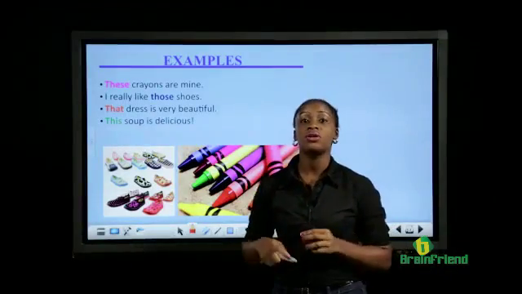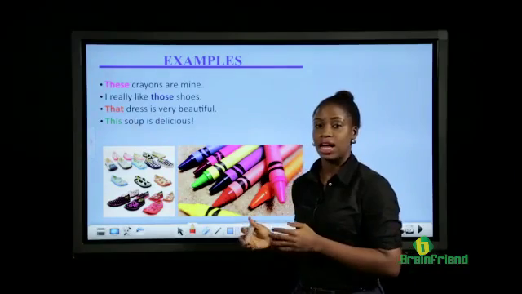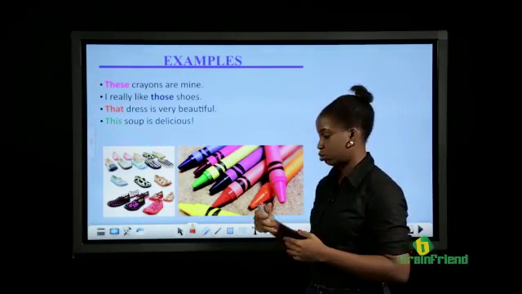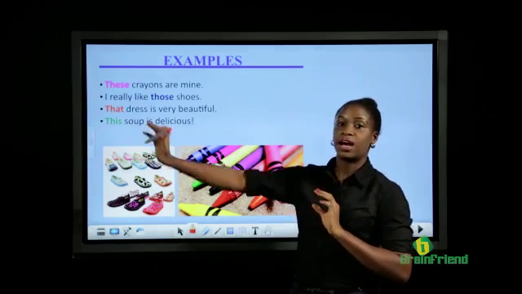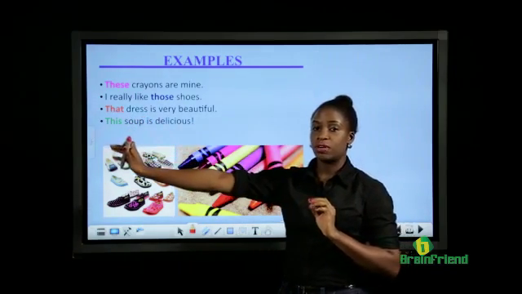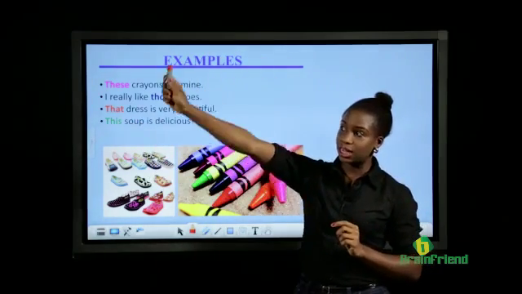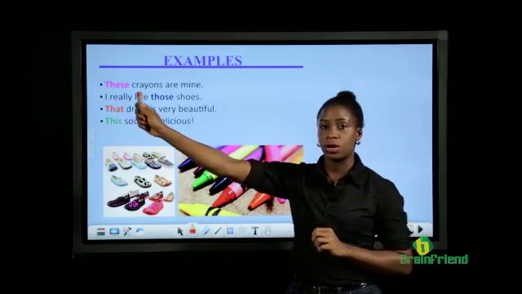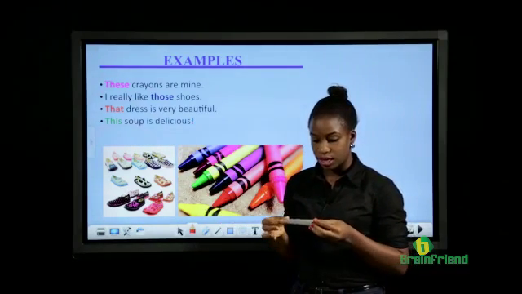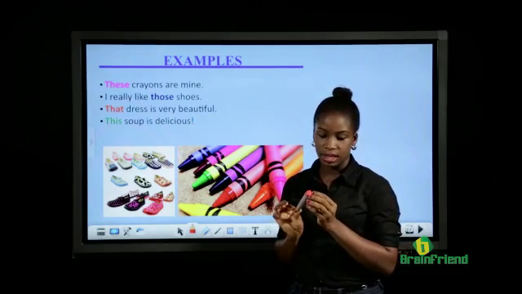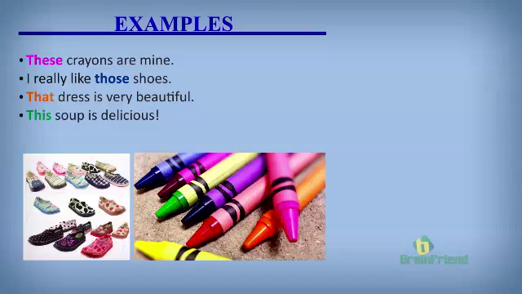First, we must know that we use this and these for things that are close by, things that are close to you. And we use that and those for things that are far. So if I want to refer to a vehicle that I see down the road, I could say, that car is beautiful. Or if I want to talk about this pen that is right before me now, I could say, this pen has a red base. Now let's look at examples.